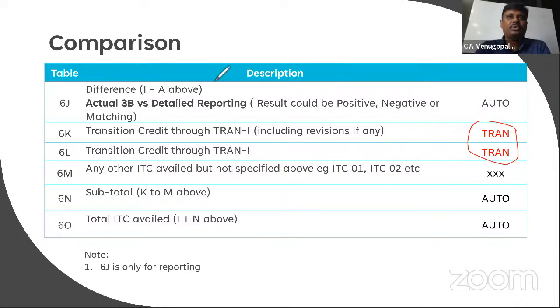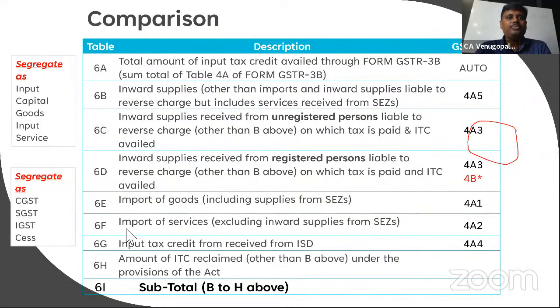Otherwise, the total input tax credit I am reporting in 6I. You can see 6I is the total of 6B to 6H above. That is what we are reporting. Now, as I said, we segregate into CGST, SGST, IGST. We also segregate this into inputs, input services, and capital goods.